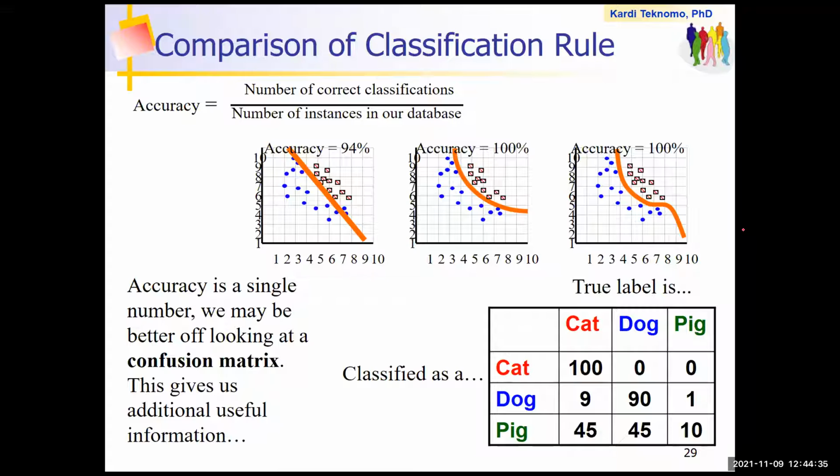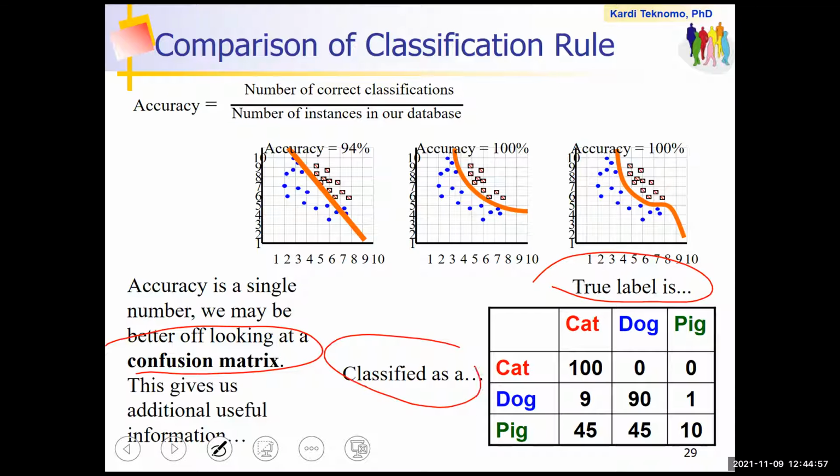Okay, so this is the accuracy. Accuracy is the number of correct classifications divided by the number of instances in the database. And you also need to know the confusion matrix. The confusion matrix is a matrix between the true label and the classification. If it is 100% correct, then the diagonal will be filled and the off-diagonal will be zero.